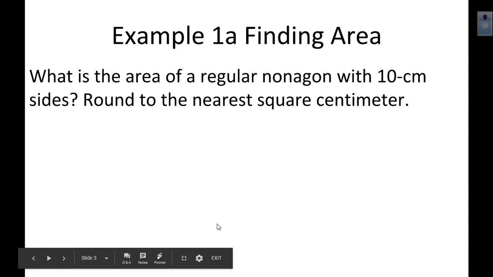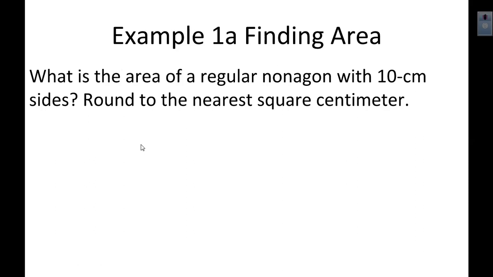So let's take a look here. Get right into the problem. What is the area of a regular nonagon with 10 centimeter sides? Round to the nearest square centimeter. So in this case, we're going to round to the nearest whole number.